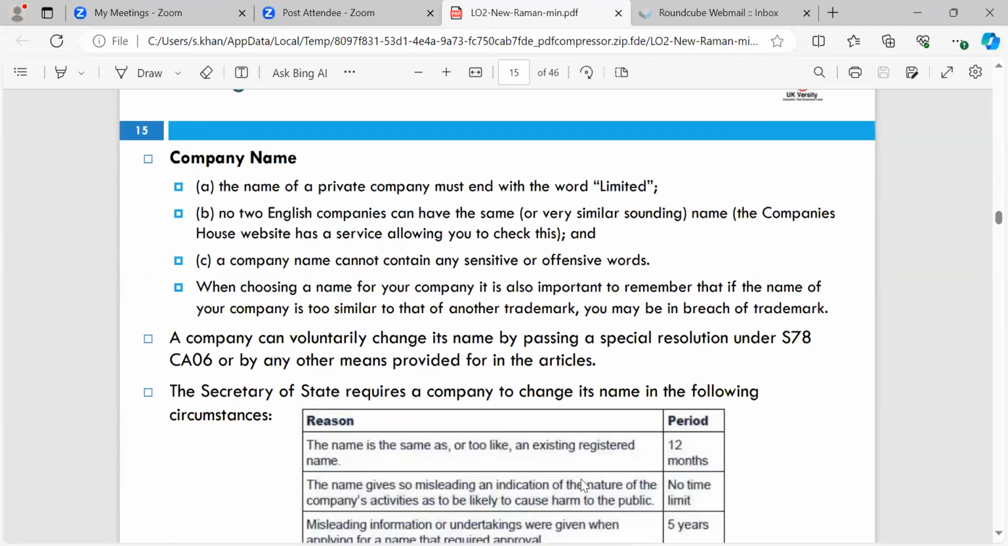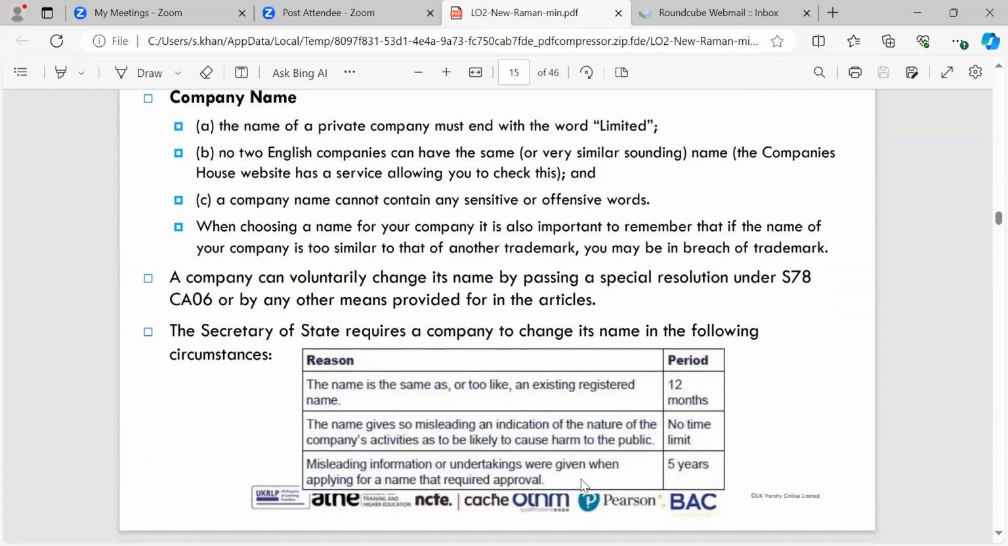Things to consider. So the company name. The name of a private company must end with the word limited. No two English companies can have the same name. A company name cannot contain any sensitive or offensive words. When choosing a name for the company, it's also important to remember that if the name is too similar to another trademark, you may be in breach of trademark.